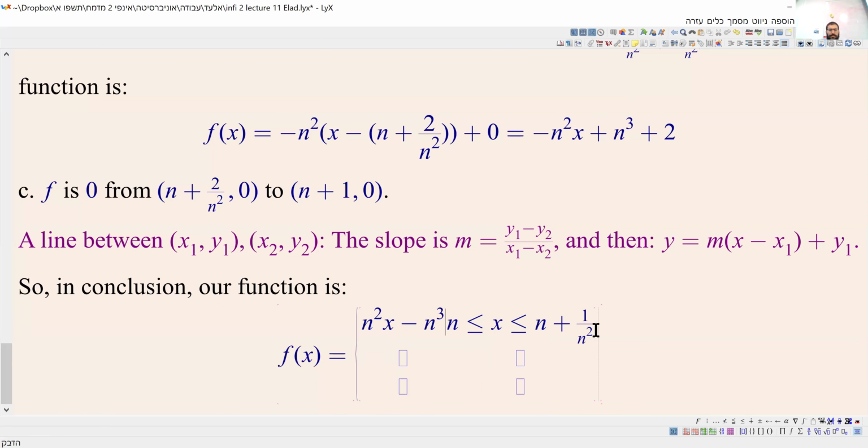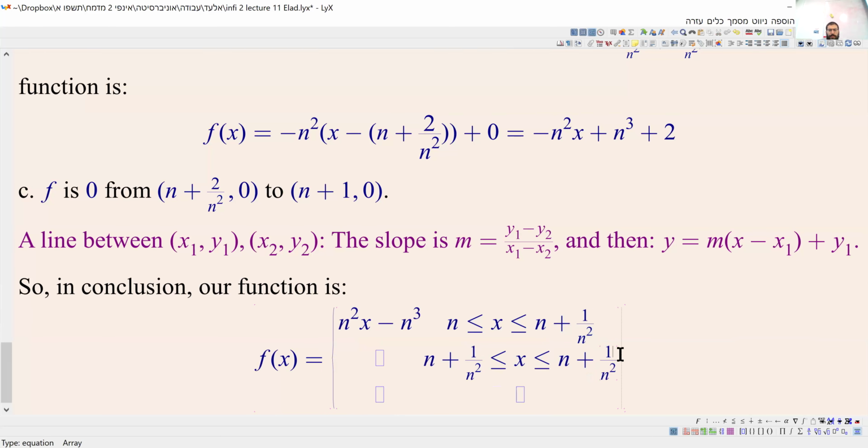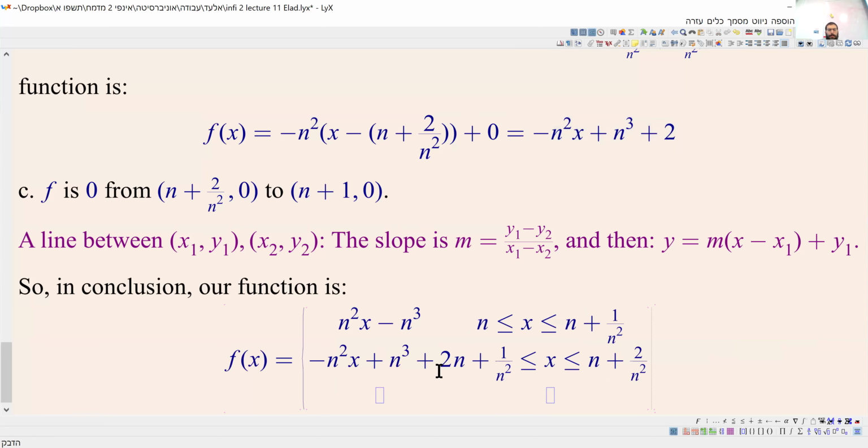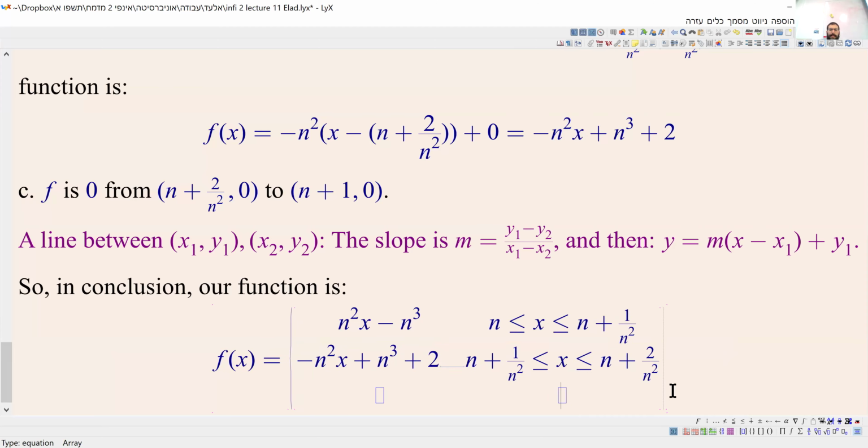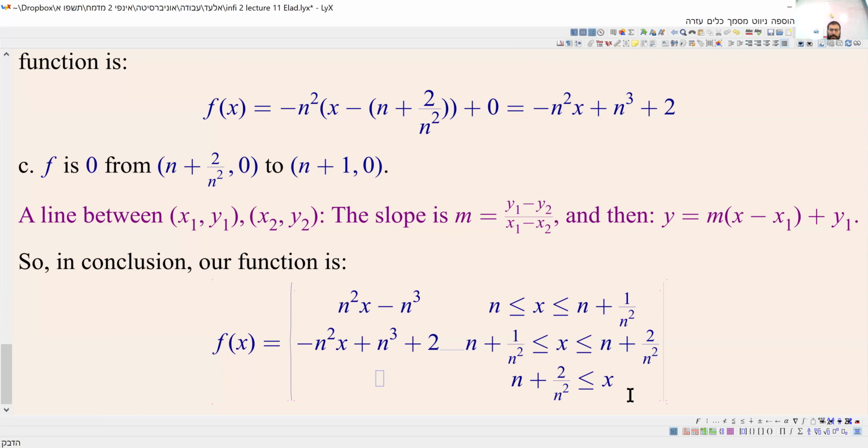Hopefully it wasn't wrong. And when x is between n plus 1 above n squared to n plus 2 above n squared, this is the explicit form of the function. I put the spacing here. And for every other point in the segment between n and n plus 1, f is 0. So in the segment 2 to infinity, for every n to n plus 1, we define f in this way. So we eventually have f on all the infinite segment.